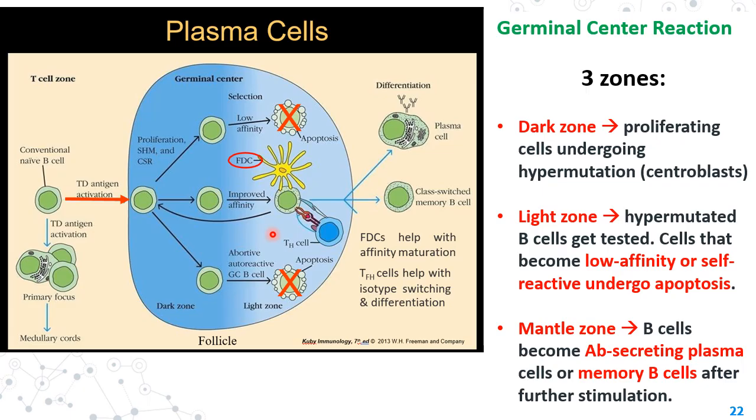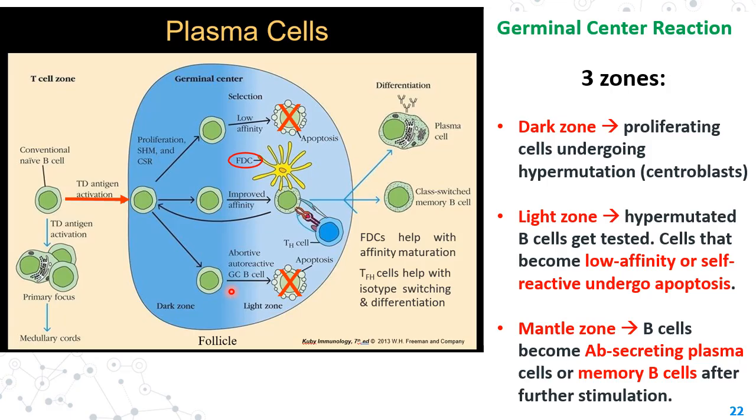What is happening in the light zone? In the light zone, you are going to select what is useful and what is not useful. If you have B cell receptors that have low affinity to the antigen, or lower affinity than the original, you're going to kill the B cell. If you have B cells that are self-recognizing, you're also going to kill them in the light zone. Useless B cells are going to get killed there.